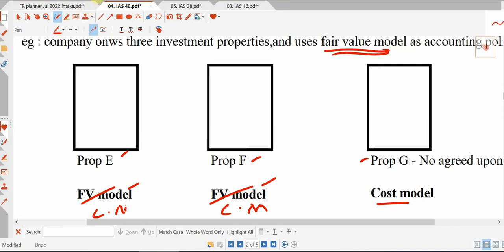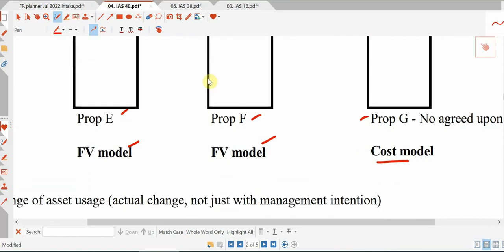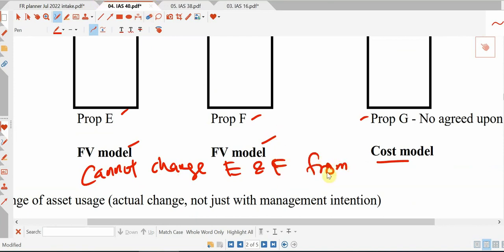Let me reverse this. And I'll write some small notes here. You cannot change fair value model back to cost model. So you cannot change E and F from fair value model to cost model. It is never allowed.